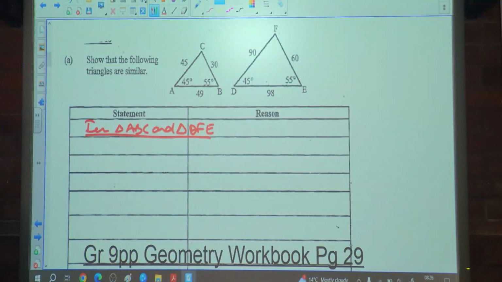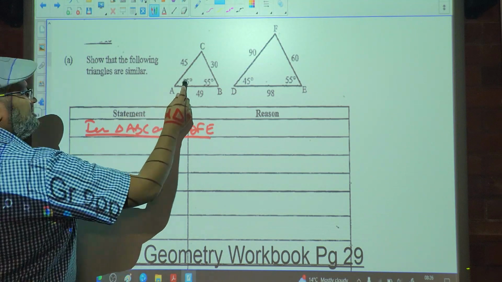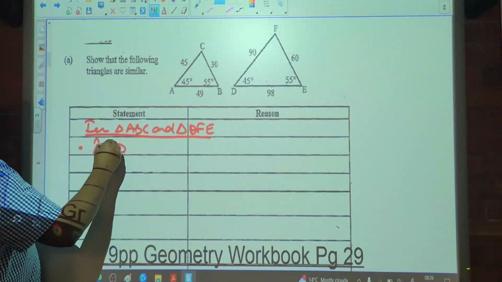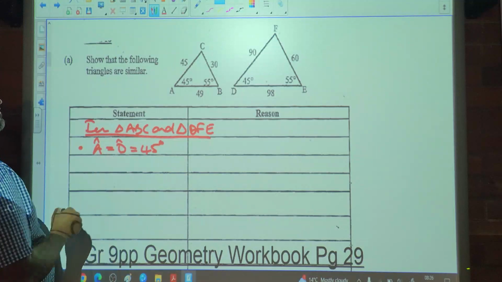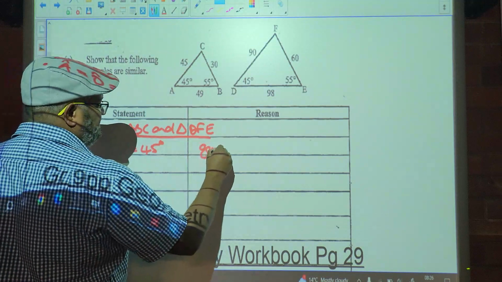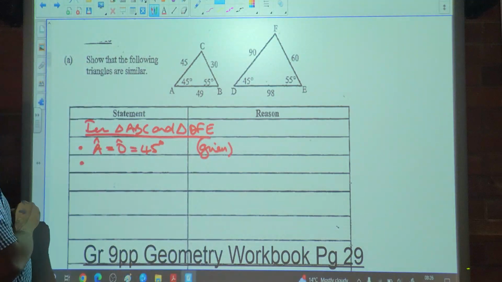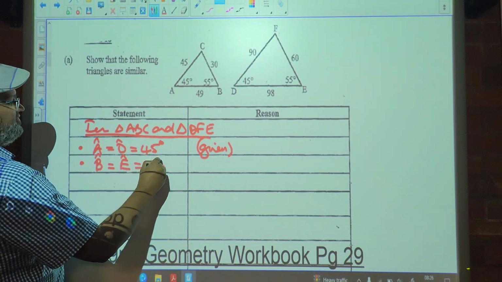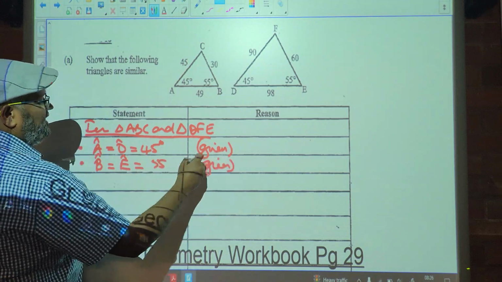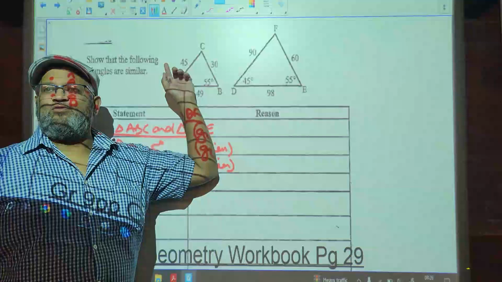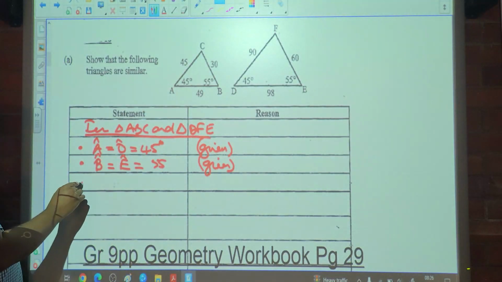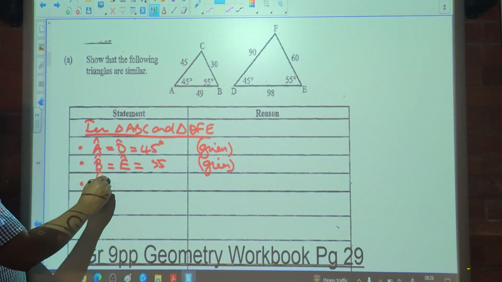So what can we say about the two triangles? You can say that angle A is equal to angle D, which is 45. Why is that 45? It is given. What else can we say? Angle B is equal to angle E, which is equal to 55. Why? Given. Could I have said angle C is equal to angle F before I've said this here? No. And then the third case, angle C is equal to angle F.